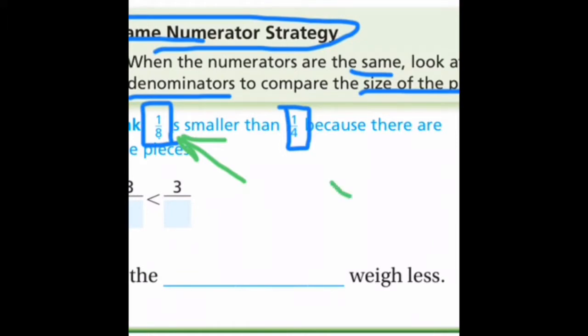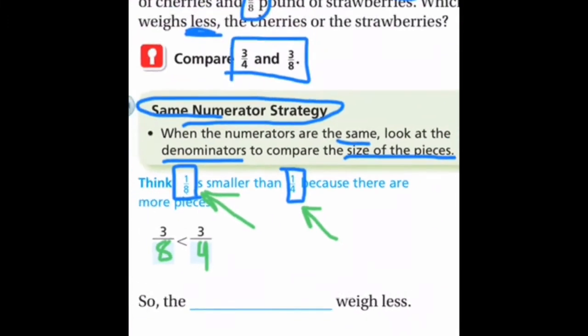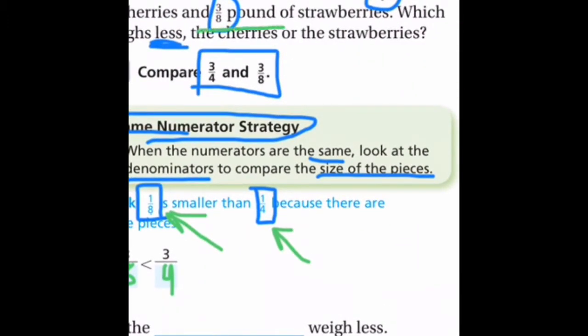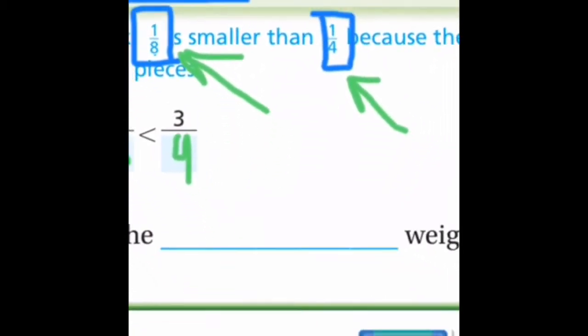Right? Here, 4 pieces make up the whole. So since an eighth of something is smaller than a fourth of something, 3/8 is smaller than 3/4. So what weighs less? Well, whatever was 3/8. And we go up here, 3/8 of a pound of strawberries. So the strawberries weigh less.